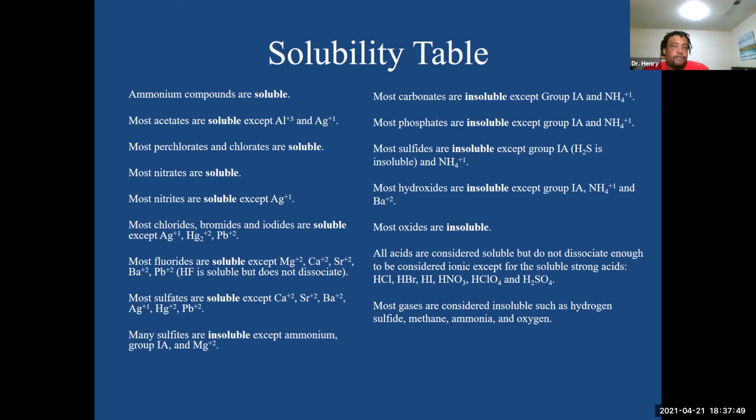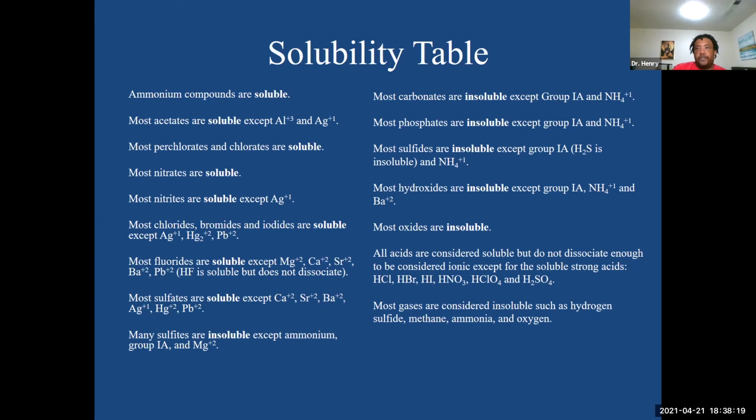Ammonium nitrate, soluble. Okay, so anything with ammonia is going to be soluble. Anything with nitrates, going to be soluble. Okay, so nitrates are always going to be soluble. Most acetates are soluble except for aluminum acetate and silver 1 acetate. Okay, so those aren't going to be soluble.